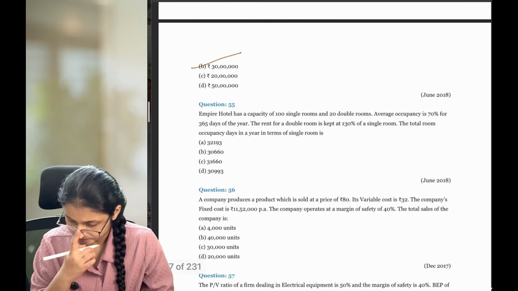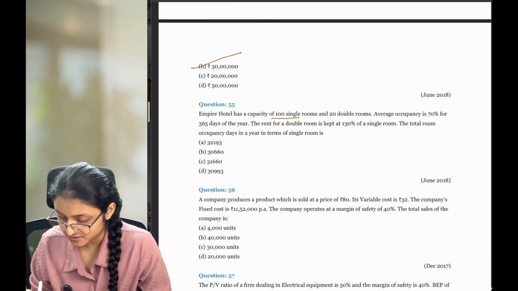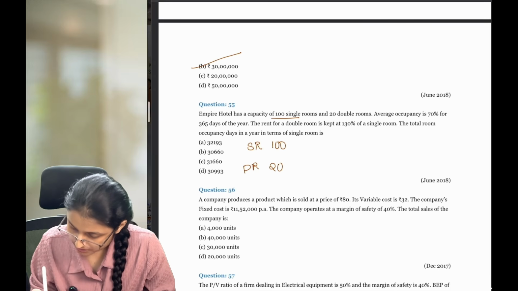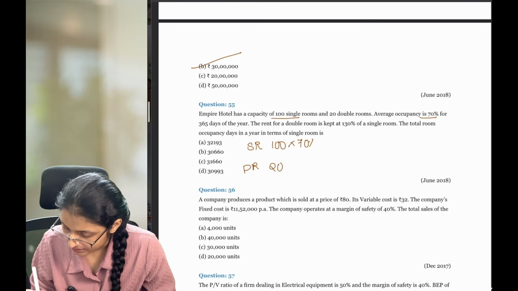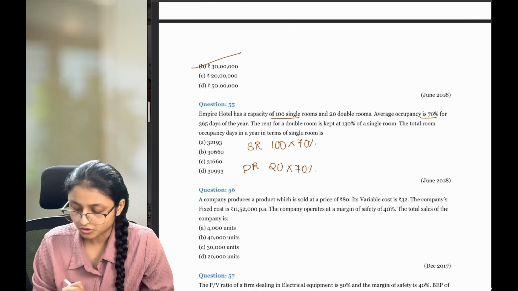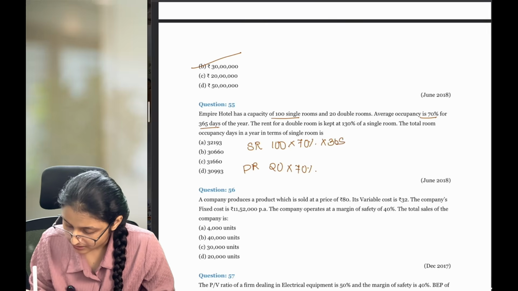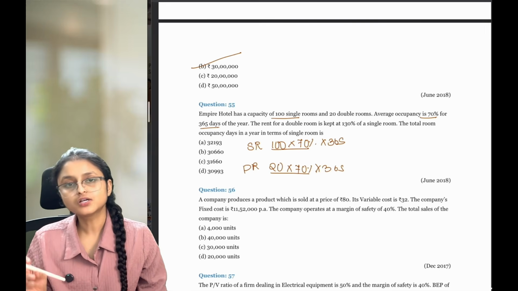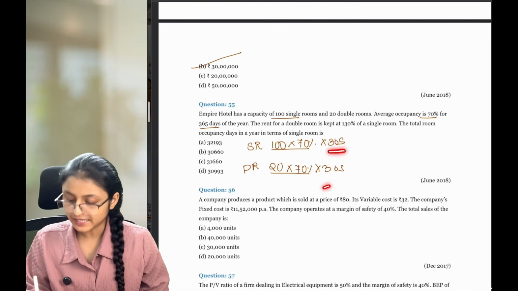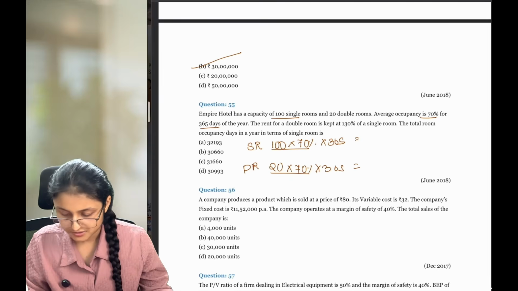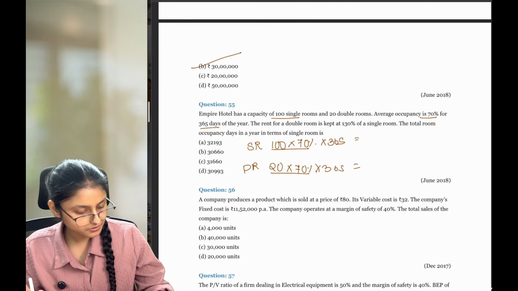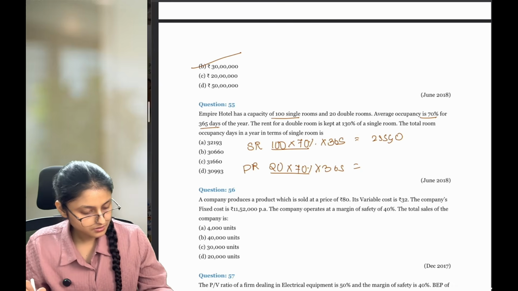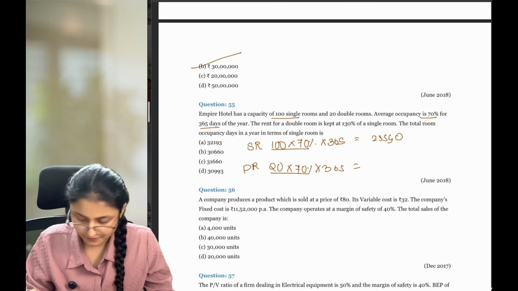Okay? Next. Empire Hotel has a capacity of 100 single rooms and 20 double rooms. There are 100 single room and 20 double room, and the occupancy is 70%. Out of 100, 70% is occupied, and out of 20, 70% is occupied, and this is occupied for total 365 days. So 100 into 70%, 20 into 70% will tell you your number of rooms which are occupied, multiplied by days will give you total room days which we are having. So 100 into 70% into 365 is equal to 2550, and 20 into 70% into 365 will give you 5110.